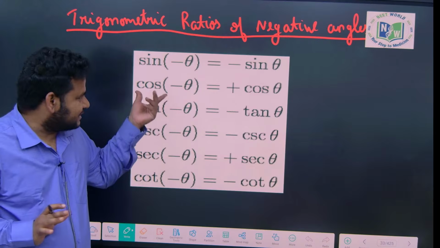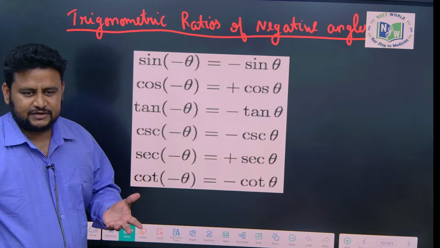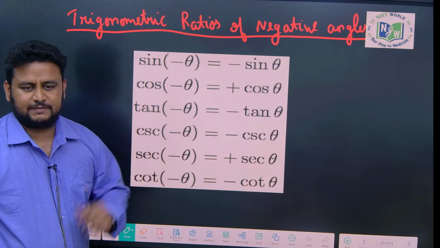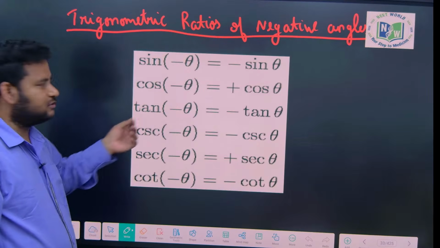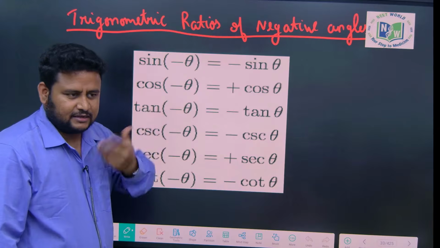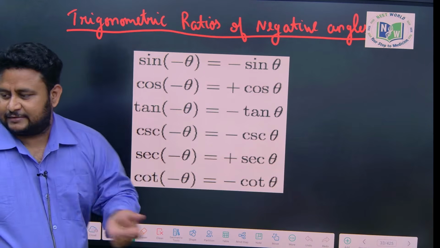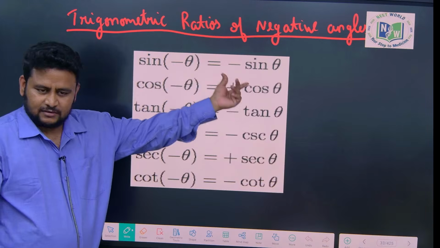Whatever negativity is there within sin, it will throw it out. It is a very positive person. So sin of minus theta, the negativity will be thrown out, so it will become minus. Why I am telling this concept is that I will keep telling it again and again: any negativity sin has, it will throw out. So sin of minus theta is minus sin theta.